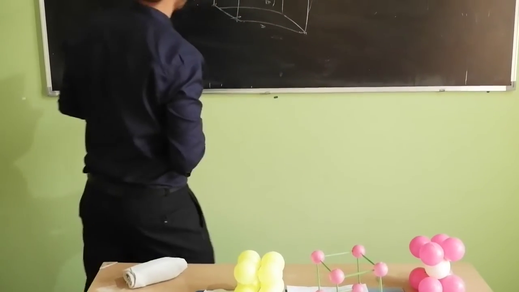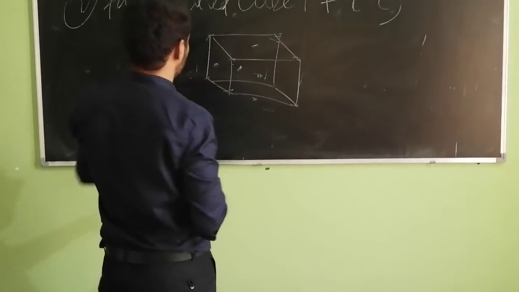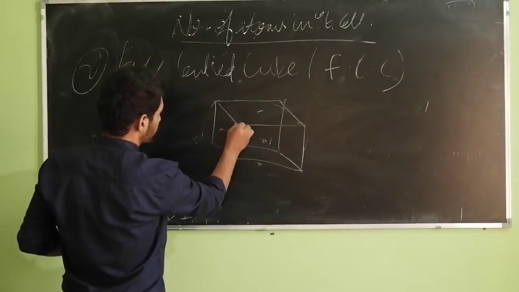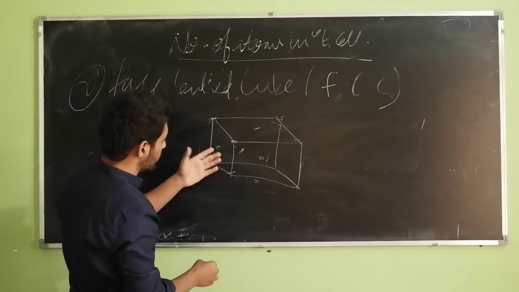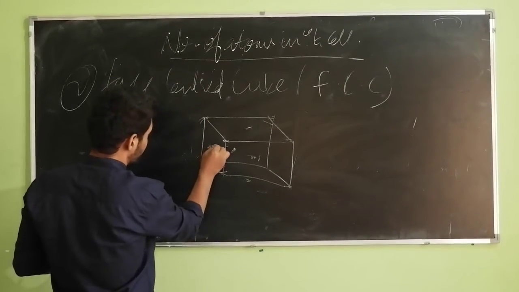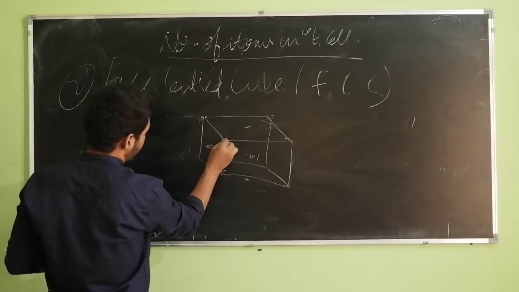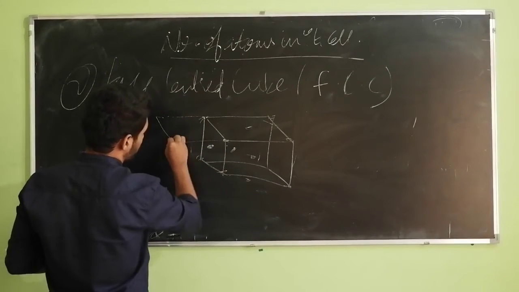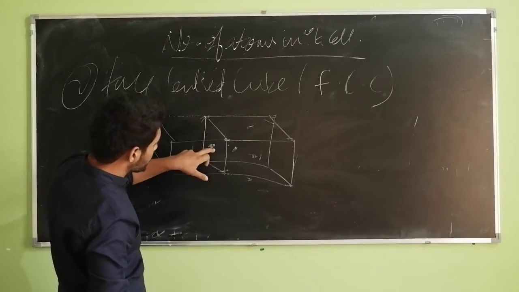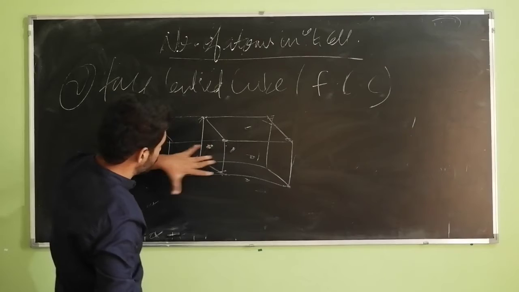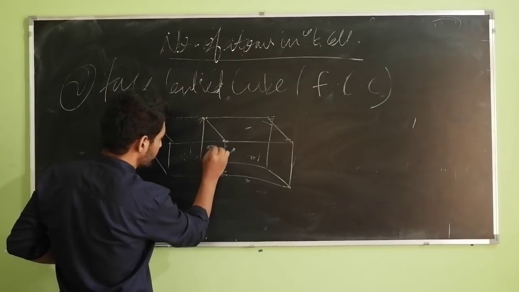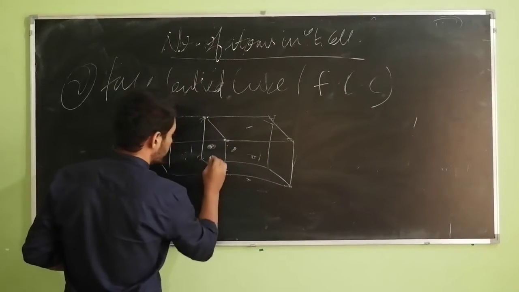Alright, so now if I talk about FCC, this is the unit cell. We have atoms at the corner. If I look at the atom at the face, what do I have? If I extend this, there would be one more cube, just like this. So this atom is being shared by 2 cubes. The contribution of the atom to each cube is half.